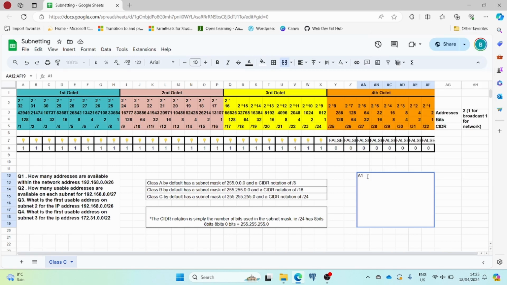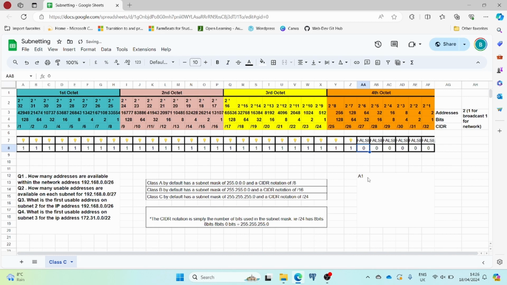Okay, so keeping things simple. This is essentially the visualization tool that I use for calculating subnets as quickly as possible. Let's start with question 1 and how I would work that out. How many addresses are available within the network address 192.168.0.0/26? The /26 means that I need to use 26 bits.